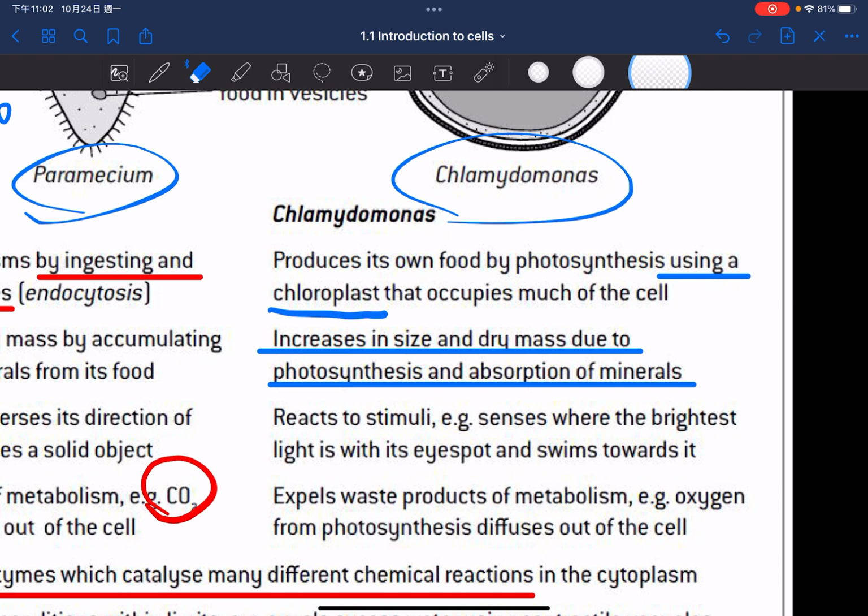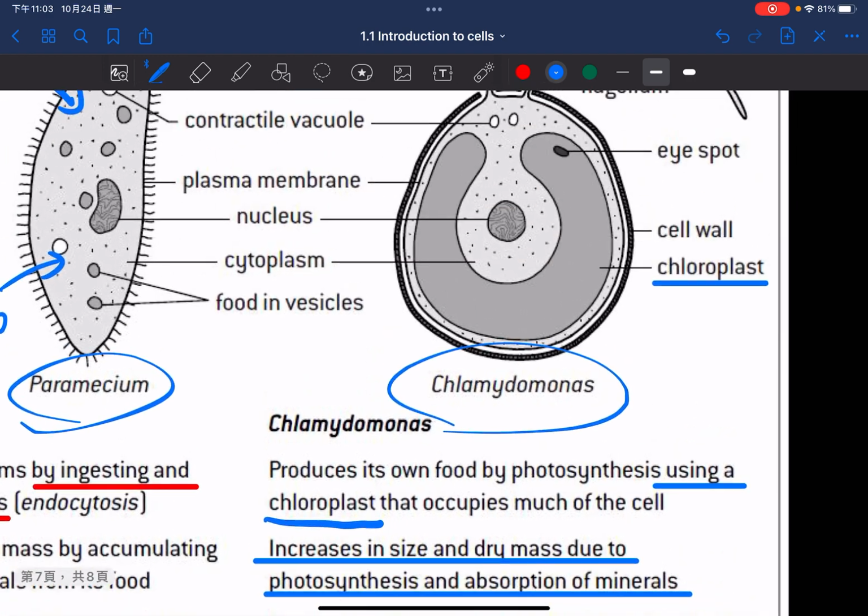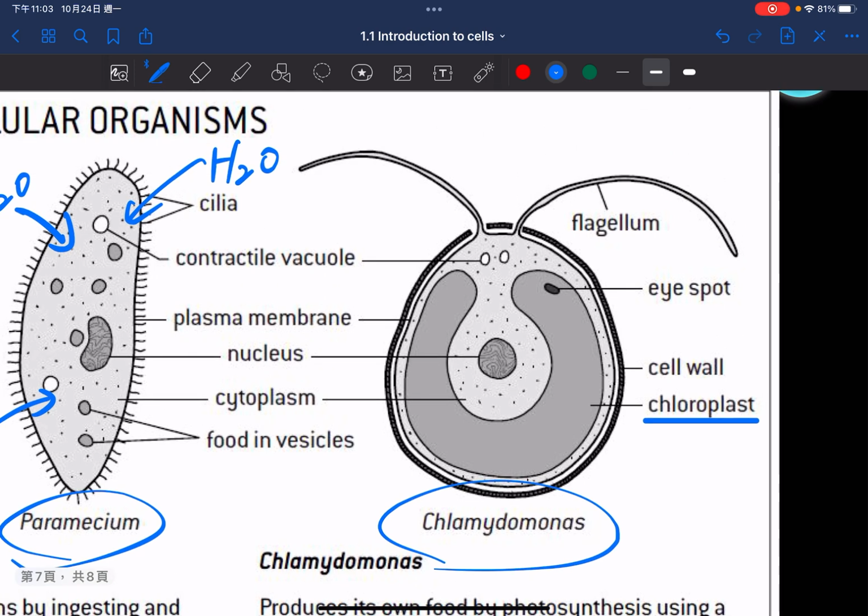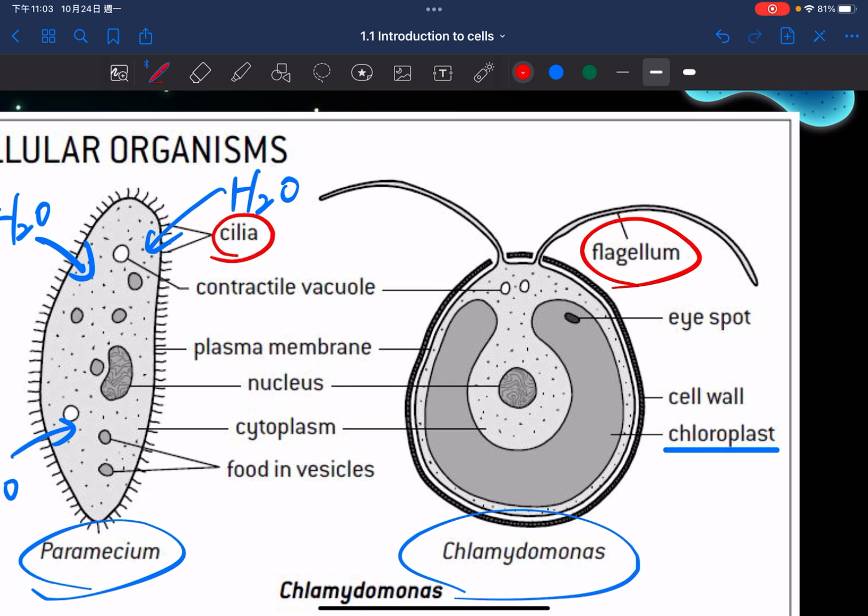It's very interesting because you know that plants cannot move. No, the plants cannot move. But this is algae, and the algae has a structure, the flagellum. The flagellum is also like the cilia in the paramecium. They are two different structures. They are both for movement.